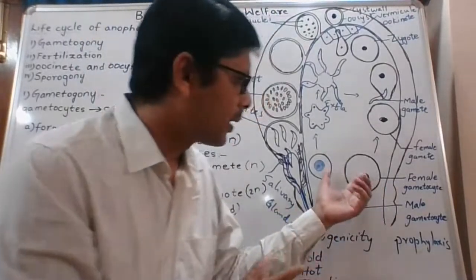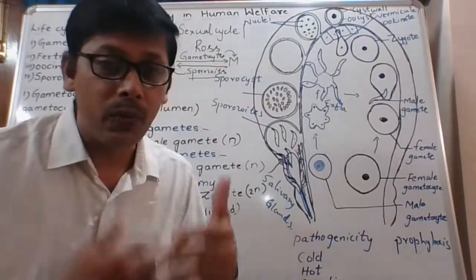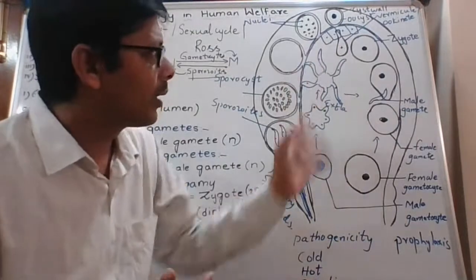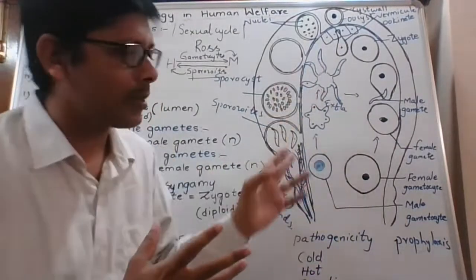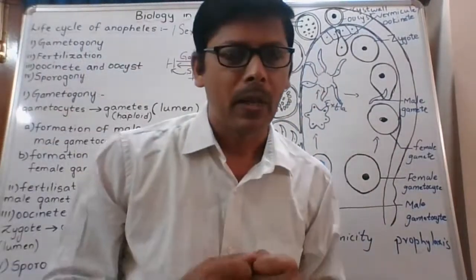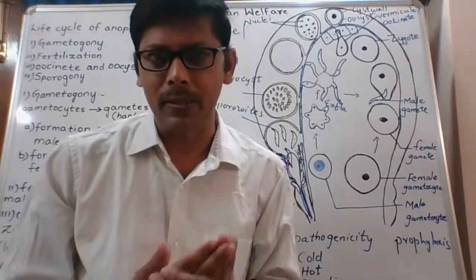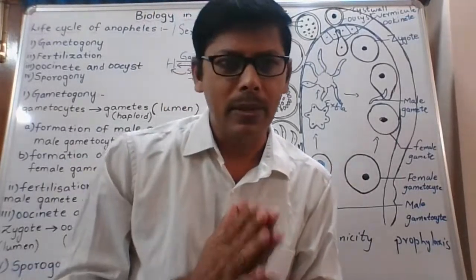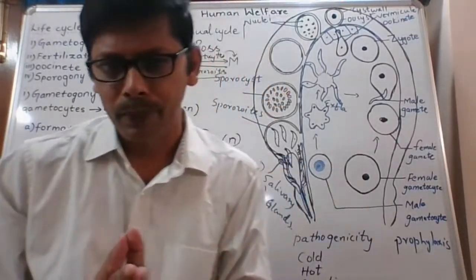Now these gametocytes undergo further development here in the crop as well as in the crop wall. How the development takes place, that we are going to study. That is our focus now.